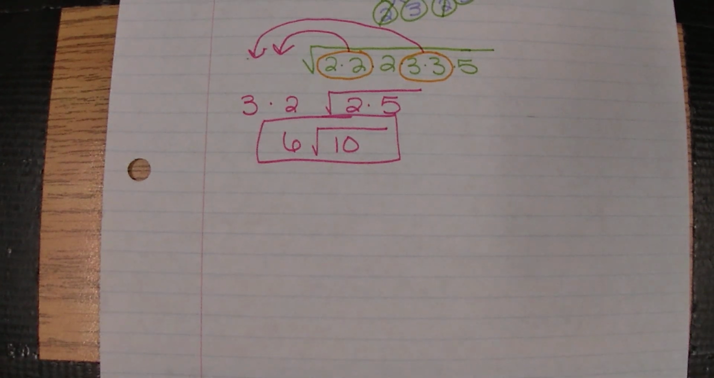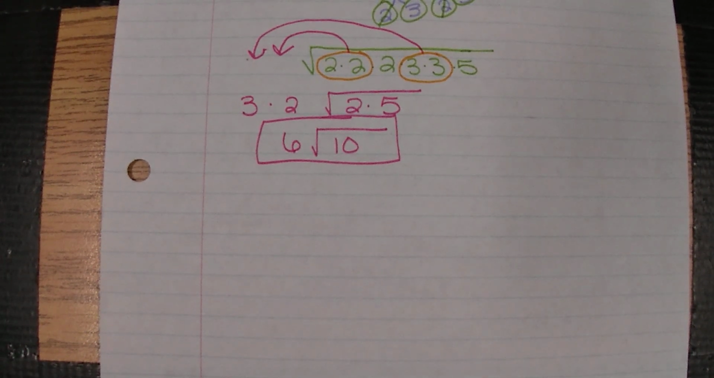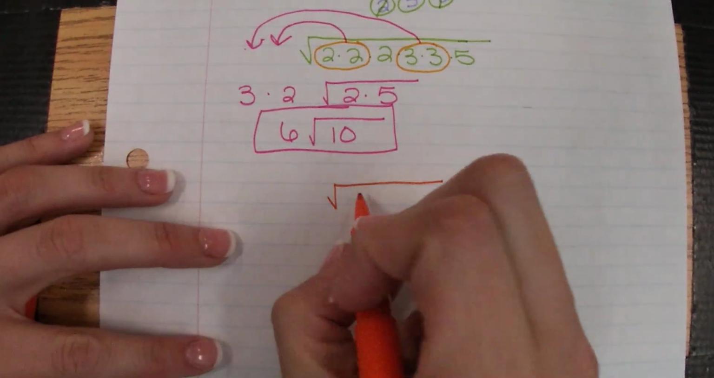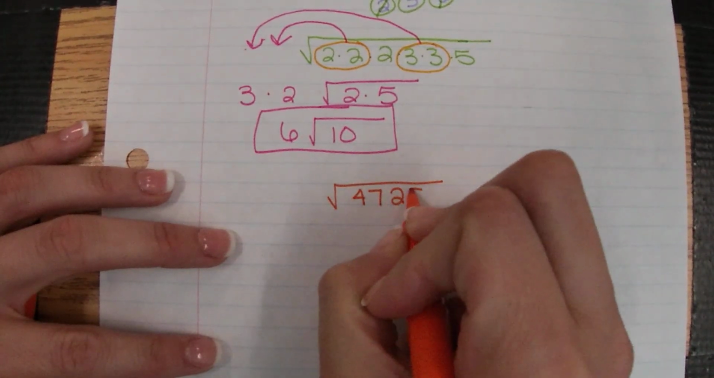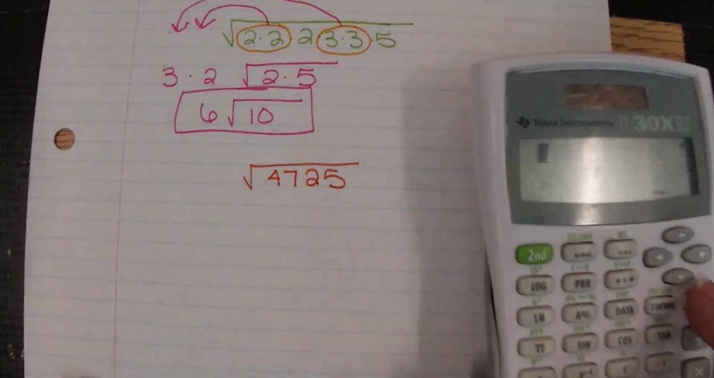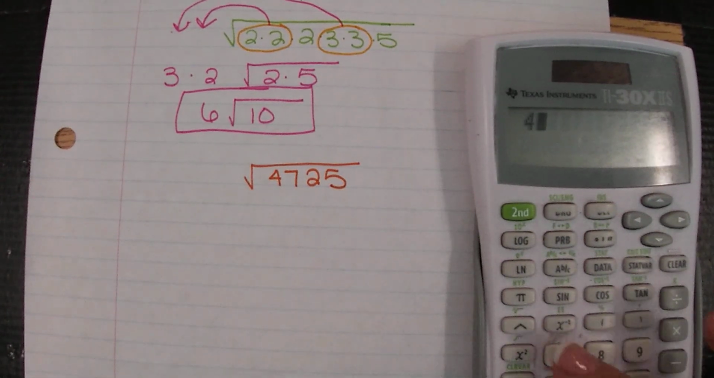It doesn't matter how large these numbers get, you're going to use the same process every single time. So even if you go, I have a ginormous number, I'm just going to be a little bit ridiculous here. How about 4,725? The process is the same. It's fine. Just use your calculator.